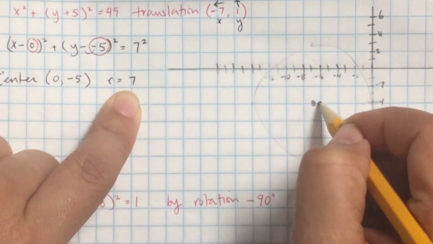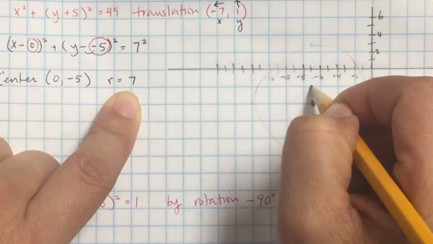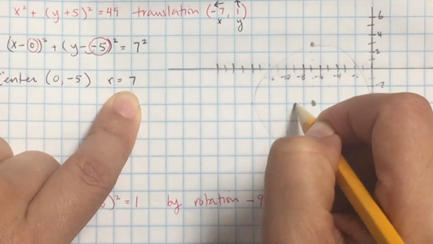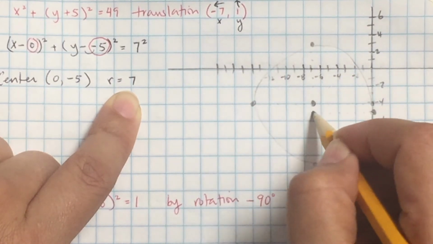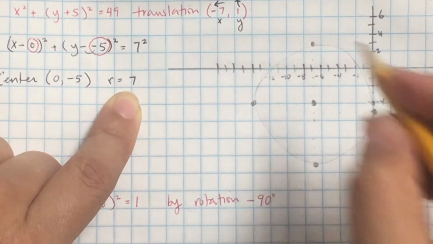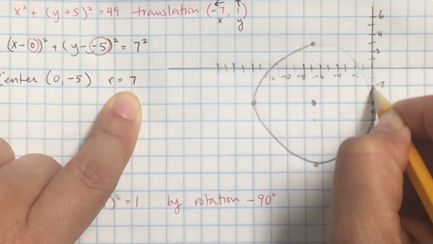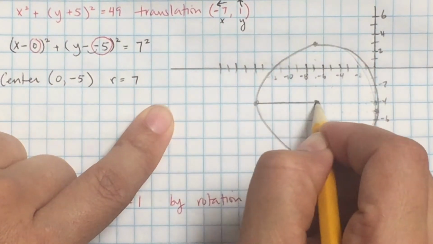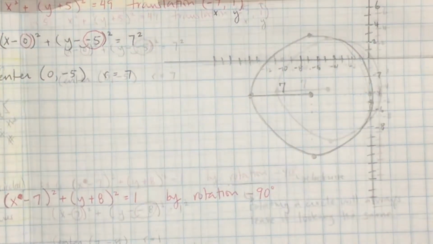That's going to give me my new center. And the radius is 7, so count 7. 7 to the right, 7 up, 7 left, and 7 down, and draw the circle as best as you can. But again, no sketches. So it looks like this. This is my new circle with a radius of 7.